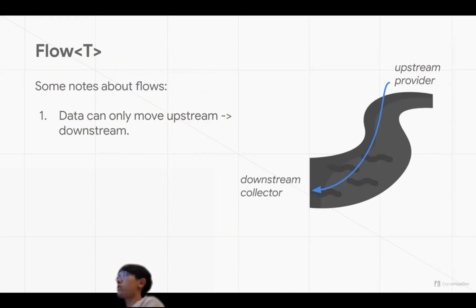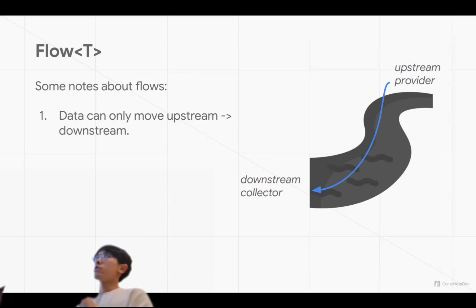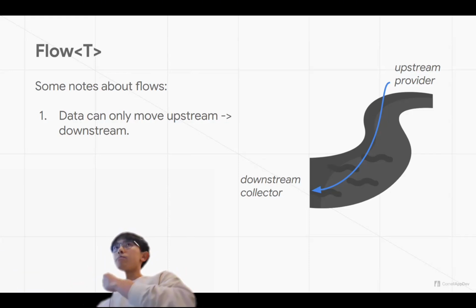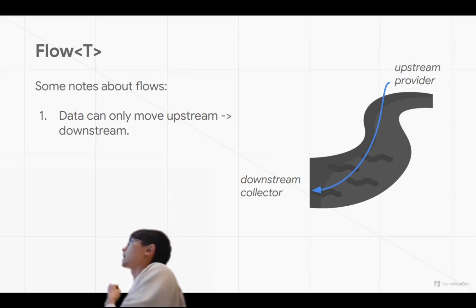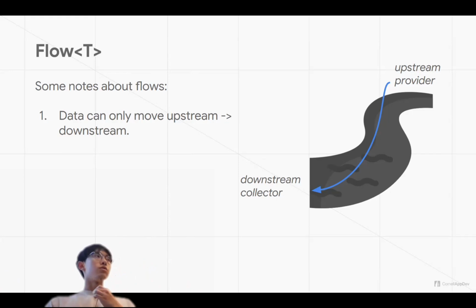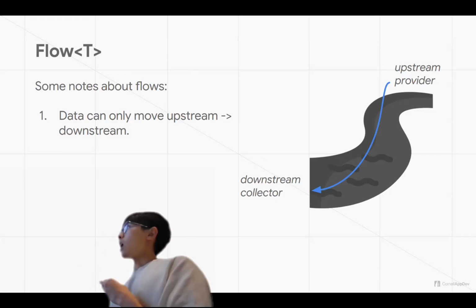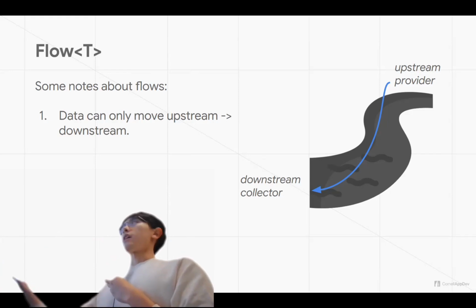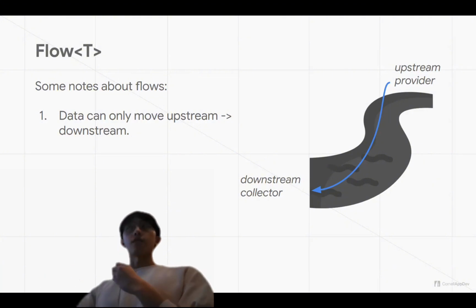First thing is that data can only move from upstream to downstream. And so the view model will just be providing data to the screen. The screen doesn't use that same flow to send data upwards. That's not possible. The idea of a flow is that the view model sends information only to the view and not vice versa at all. So flows are not used for the view to send information upwards. It's only the downwards direction.